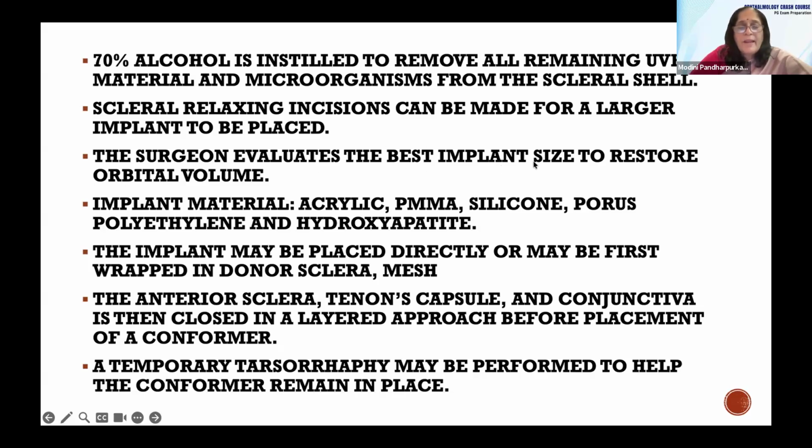Then you evaluate the implant size. 20 mm is supposed to be the best, but sometimes you can get away with the 18 mm one, especially in younger individuals, women, or people who don't have such a large eyeball. And you can supplement the cosmetic appearance with a thicker prosthetic eye. There are various materials the implant is made of, and it can be placed into the scleral shell. You don't need to wrap it in case of an evisceration.